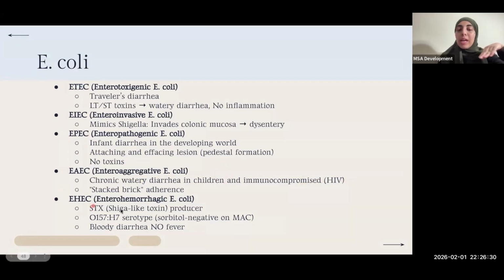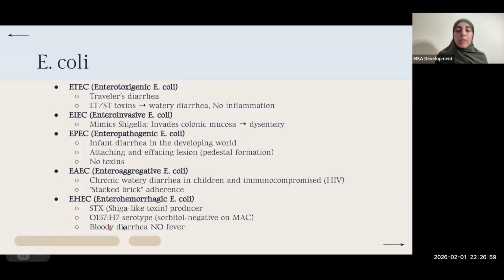Then finally, we have EHEC, or enterohemorrhagic E. coli. This is where you see the Shiga-like toxin, and you have a specific serotype that causes this type of disease, which is O157:H7. I cannot emphasize how important this serotype is. Just know this term, okay? O157:H7. Know it and know that it's related to EHEC, Shiga-like toxin, and hemolytic uremic syndrome.